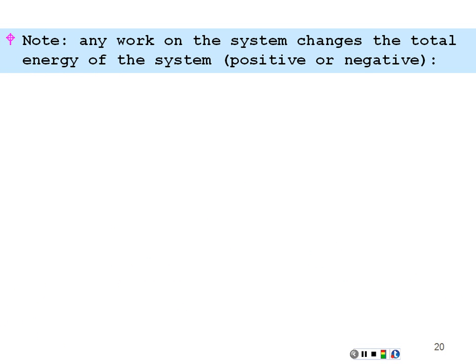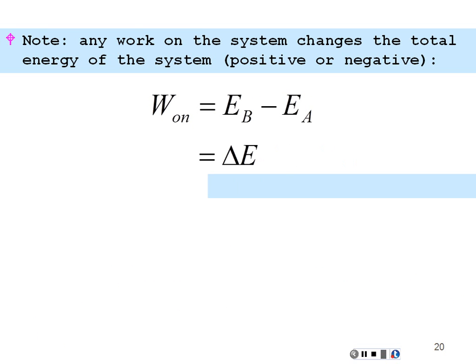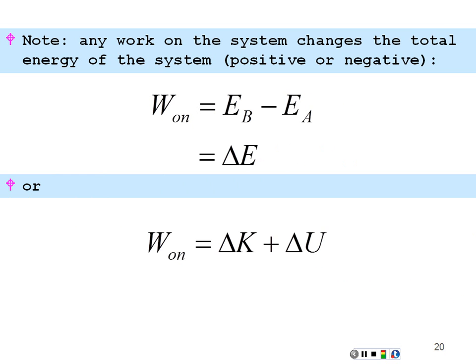Any work on the system changes the total energy of the system, positive or negative. We could say the work on the system is our final energy minus our initial energy, or a change in energy. Or we could write this as the work on the system is equal to our change in kinetic energy plus our change in potential energy. This is a different form of that one equation to rule them all. Sometimes useful, just a more obscure form, kind of nice to have. But in general, the one equation to rule them all is something you can start with all the time.